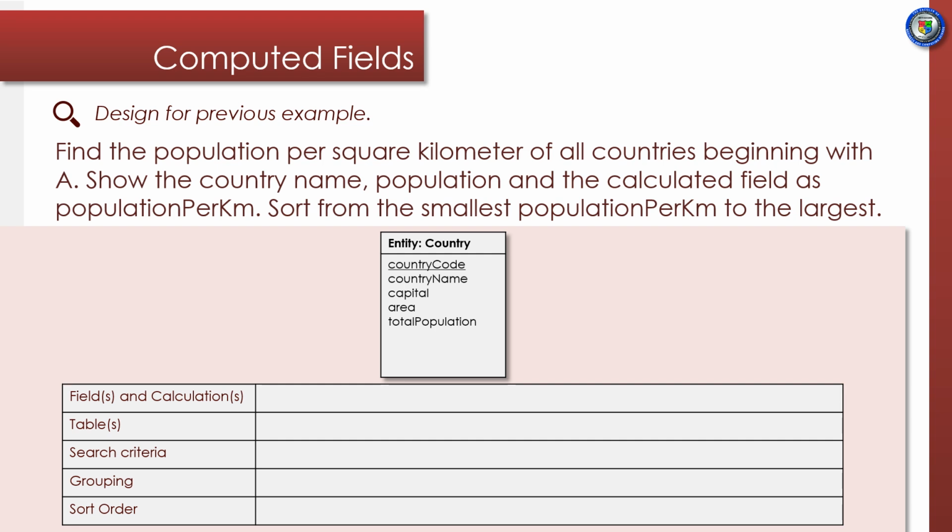Looking at our entity and our entity attributes. Again, we are taking country name, total population, and population divided by area. Country like A asterisk, no grouping, and we're going to order that by total population divided by area in descending order. This gives a little clarity on the design.